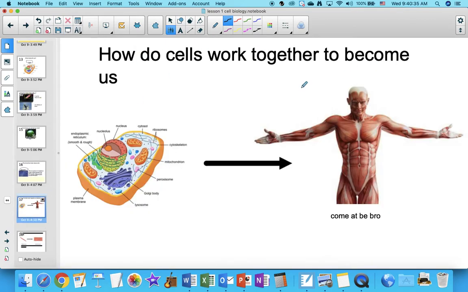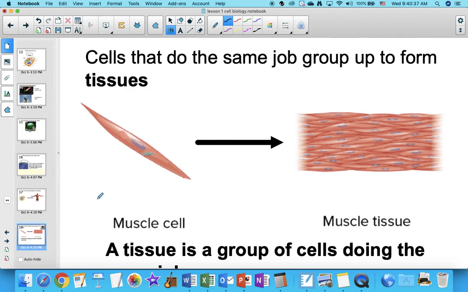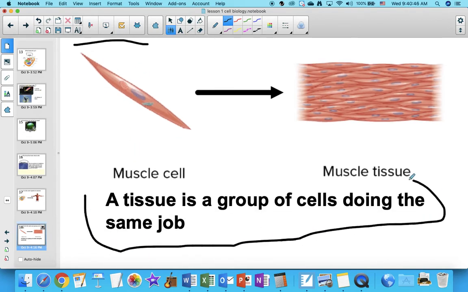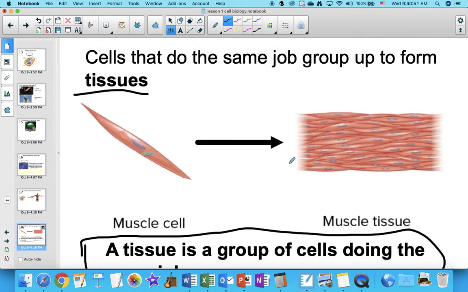So, how do cells come together to make multicellular things? Well, cells that come together that do the same job is called a tissue. So, a tissue is a group of cells doing the same job. So, this is a muscle cell, right? In this case, specifically a smooth muscle cell. And if you have a bunch of these smooth muscle cells working together, you end up with muscle tissue, right? A bunch of cells working together to do the same job.